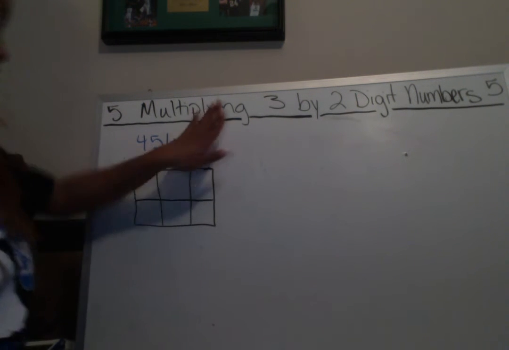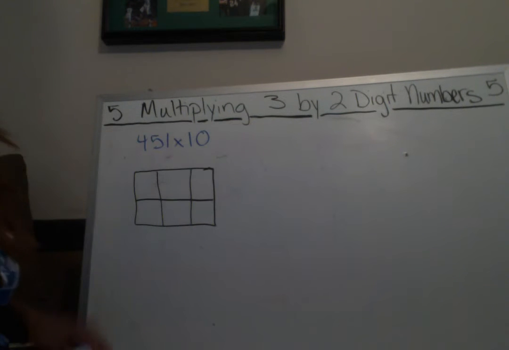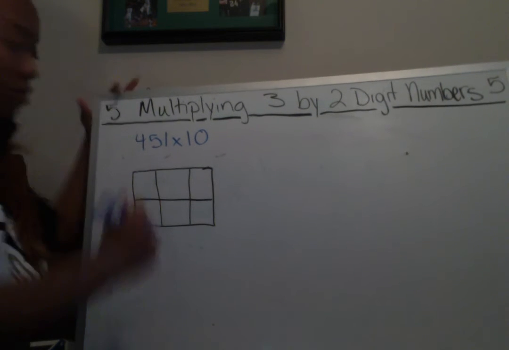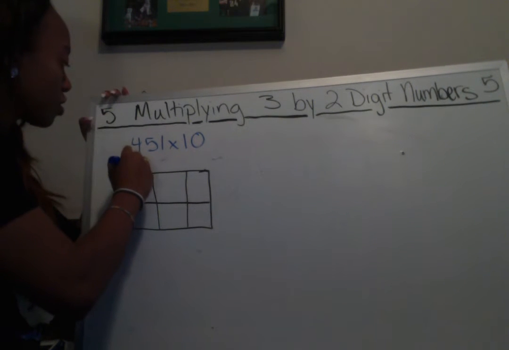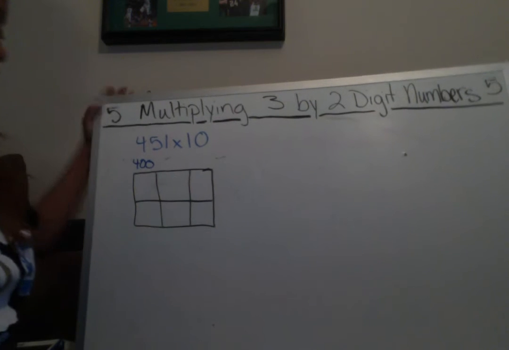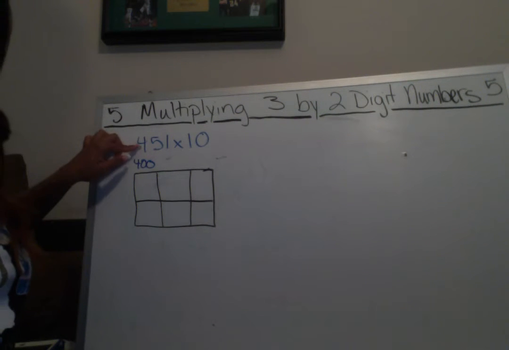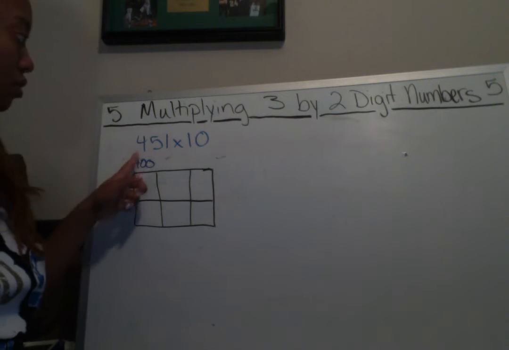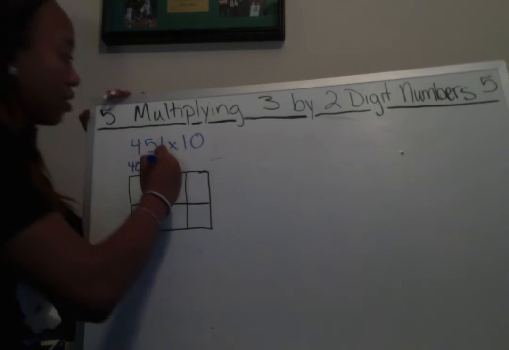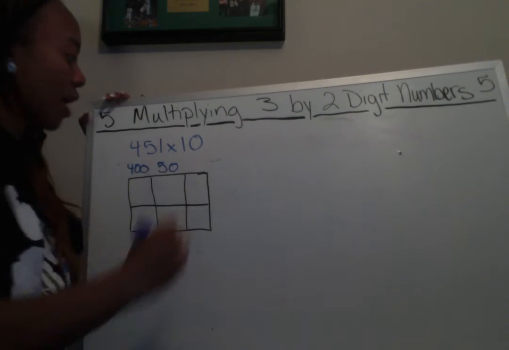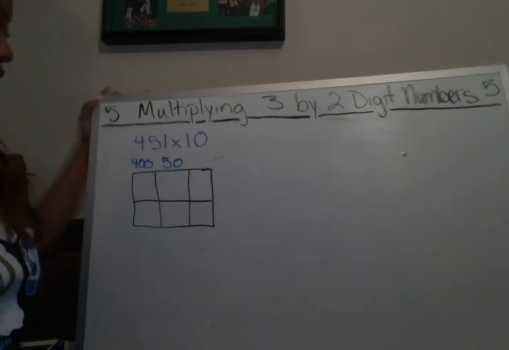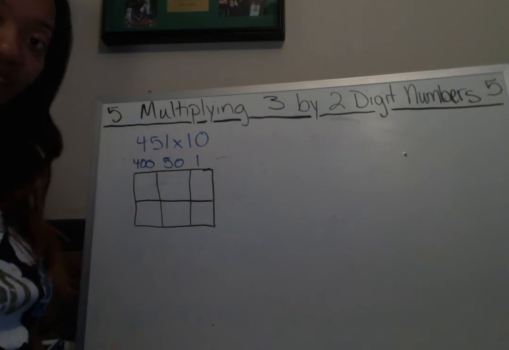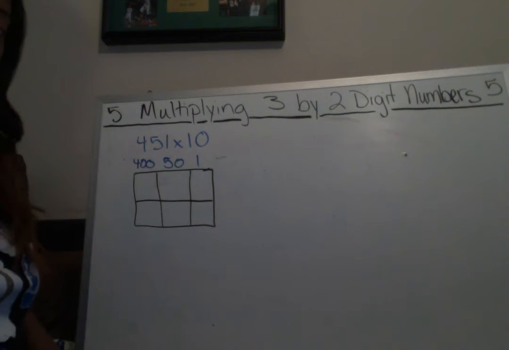So we're going to look at the 451 first. If I start with my largest place value, that's that 4. 4 is in the hundreds place, so I have 400 for that 4. It's just like when you expand. We're expanding that number. Then we're looking at the 5. That one's in the tens place, so I have 50. And then I'm going to take my 1. I only have 1 in that ones place, so I just have the 1.